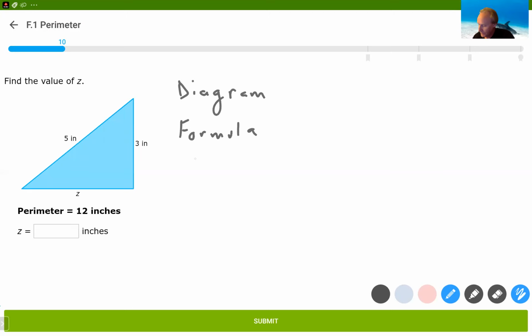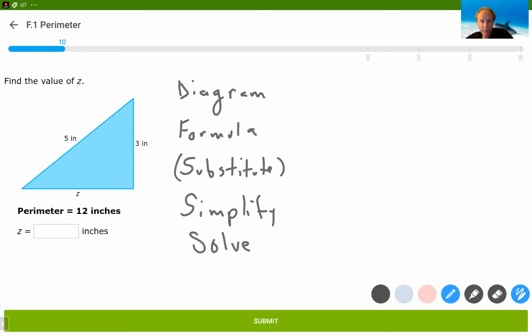And then you substitute inside parentheses. Sometimes you don't have to put the parentheses if there's no operations being conducted on variables. Then you simplify, and sometimes that's it, you're done. And sometimes you have to solve. So we're going to actually go through all of these steps. So the first one is a labeled diagram, which we have right here. Notice that they even labeled it with the units. Now the next step is a formula.